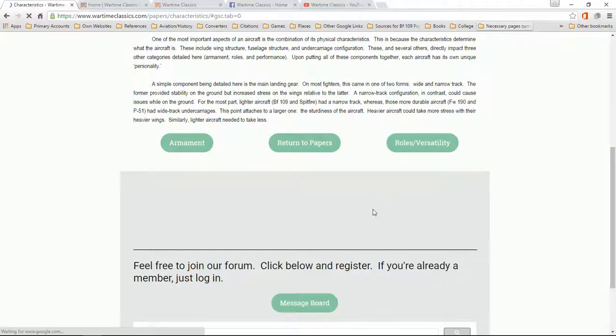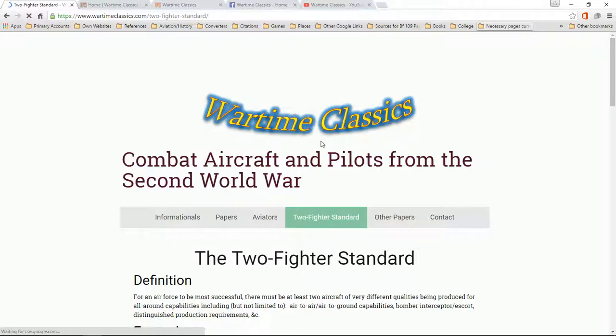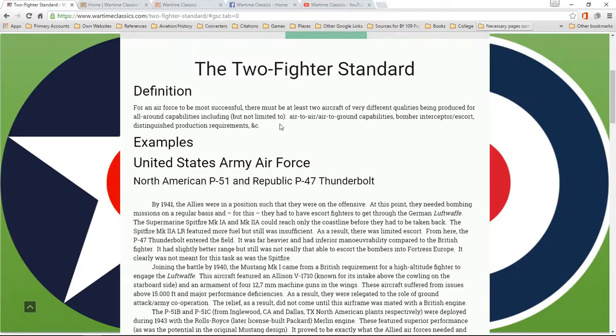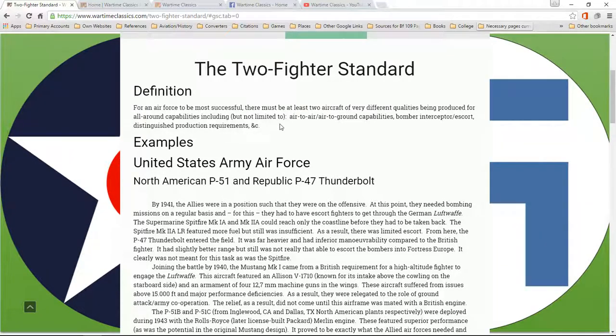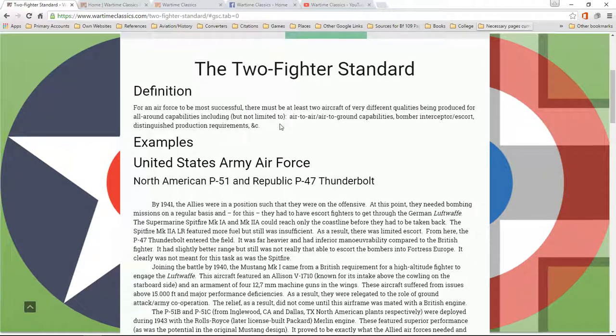So the next section we're going to go to is the two-fighter standard. So this I've thought of for quite a while now. I even wrote a paper, which we'll get to here in a short bit. But here's the definition of it. Each Air Force requires at least 2 aircraft of differing qualities, so then they can be relatively successful. I have a few examples here just to provide an idea of what this means.